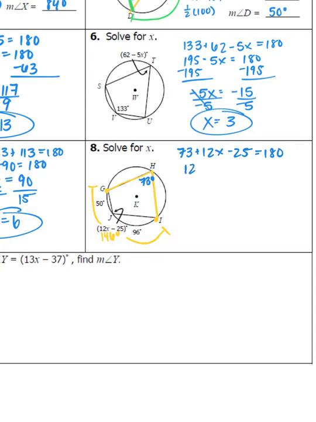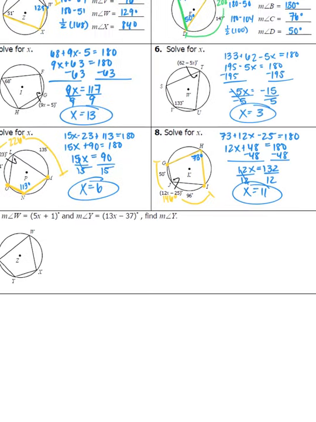Combining our like terms, we get 12x plus 48 equals 180. Subtract 48 from both sides. I get 12x equals 132. Divide by 12. X equals 11.